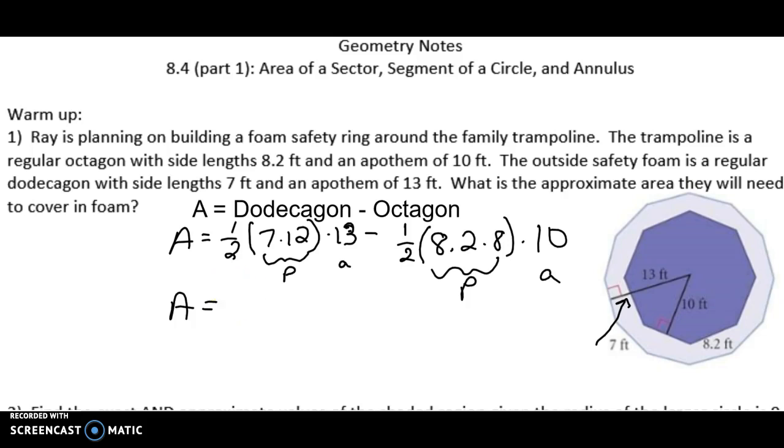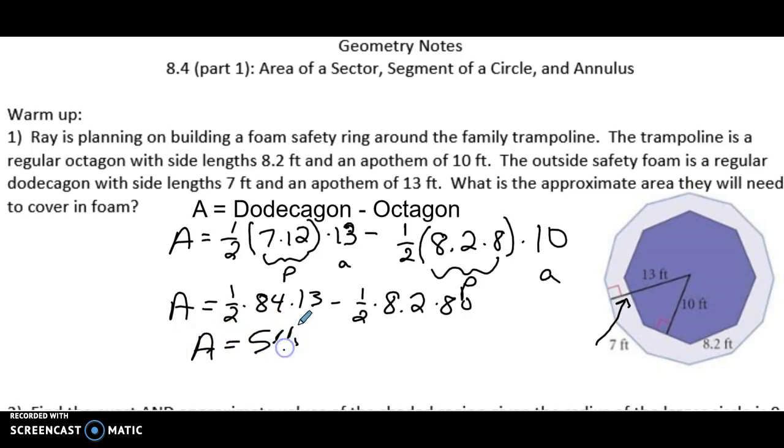So we can go 7 times 12, 1/2, times 84, times 13, minus 1/2. 8.2 times 8 would be, or actually I did 8 times 10 first because that was easier. 8.2 and then times 80. And then just simplify it out. So we get 546 minus 328. And then make sure you're labeling your answer.